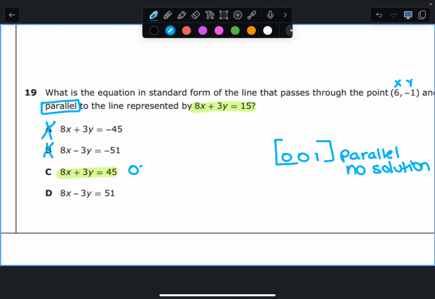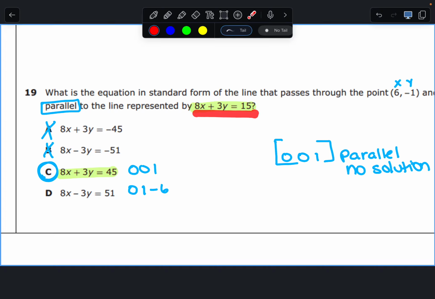So this one gives me 0, 0, 1. This one gives me 0, 1, -6. So your answer is C. Okay? It's definitely D. I actually guessed C. Now you can also solve this for Y and solve these two for Y as well. Because if they're parallel, they're going to have the same slope. Okay? Next page. Good job.